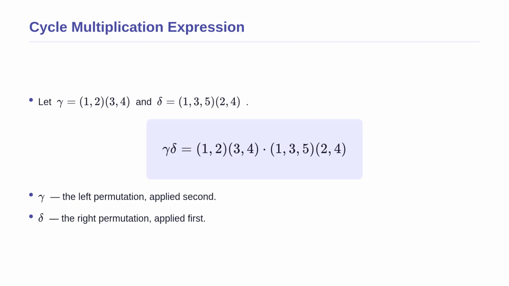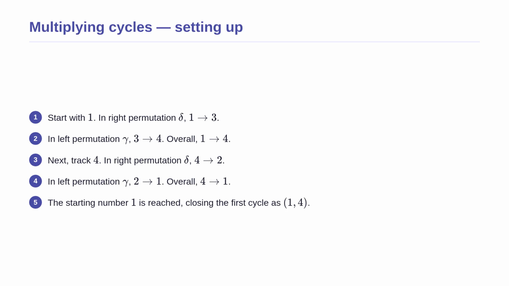In our formula, delta is the right permutation, so its cycles act on the numbers first. Gamma is the left permutation, so it acts on the output of delta. If we add more permutations to the chain, we always start from the far right and work our way left. Let us calculate this product step by step.